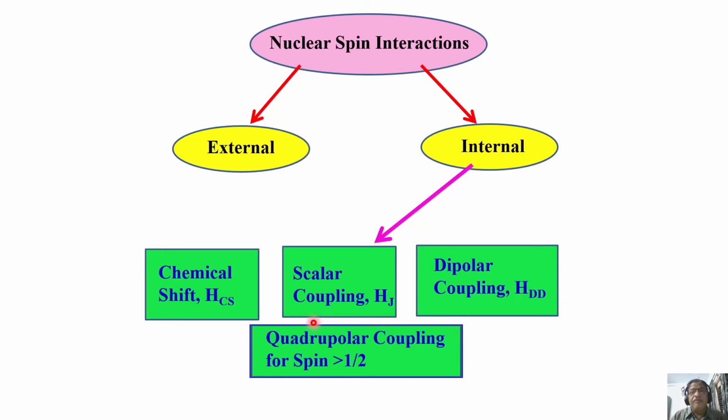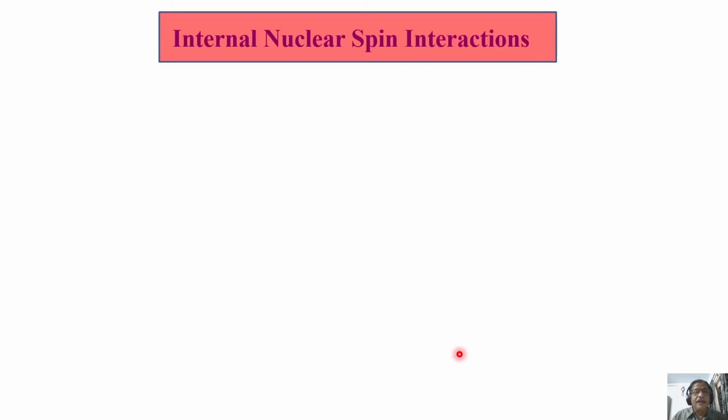Remember, I have mentioned 4 different types of internal interactions. These 3 pertain to spin half nuclei, and this is for spin greater than half. Of course, all interactions will be present for this. Note that for spin greater than half, these three are not absent; everything will be present. Only for spin half nuclei, this is absent. Please remember that point.